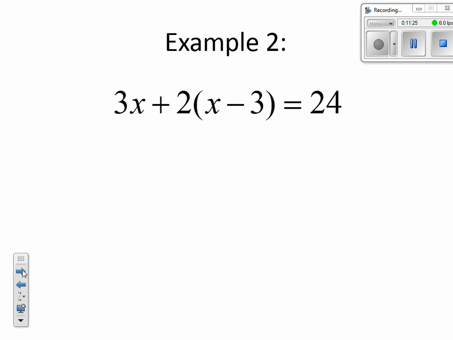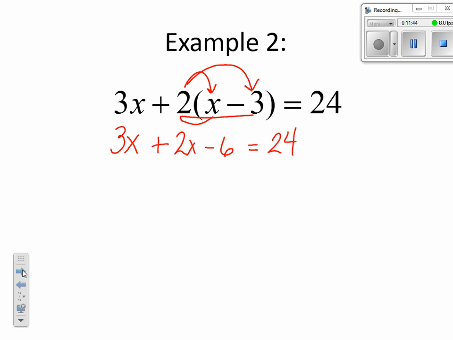Here's our second example. Again, I see the distributive property here. I see 2 times x and 2 times negative 3. So what this side becomes is 3x plus 2 more x's, and then 2 times negative 3, negative 6, equals 24. Now I see that I have x's, but they're on the same side of the equal sign. I just combine those because they're like terms. This makes 5x minus 6 equals 24.